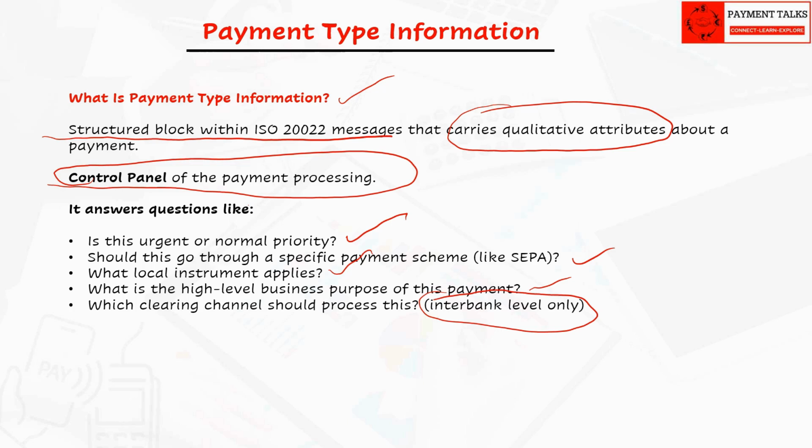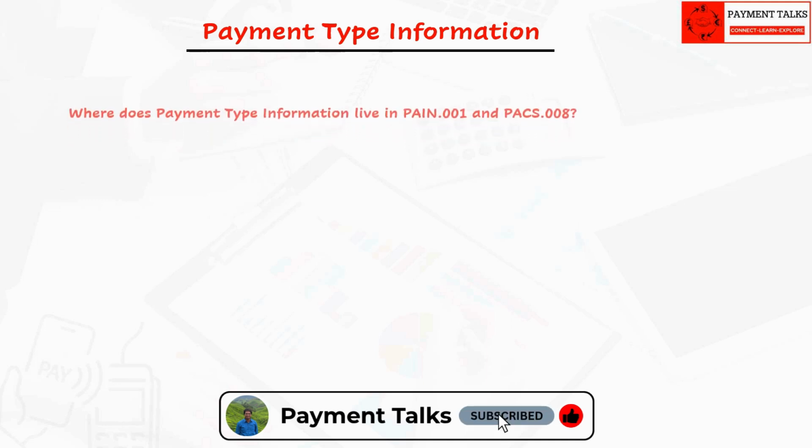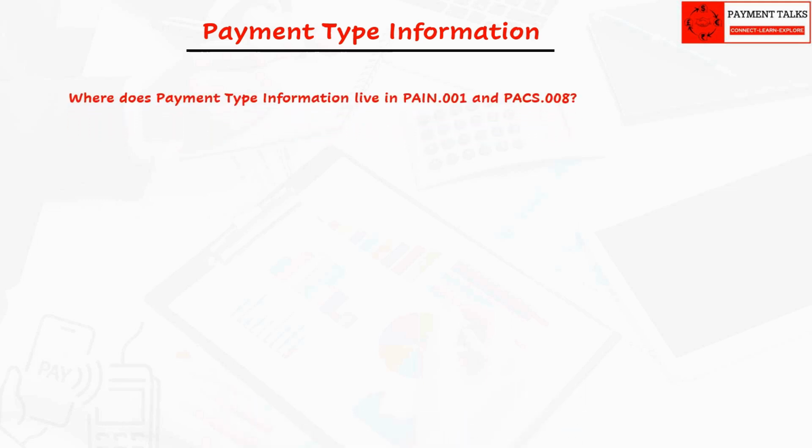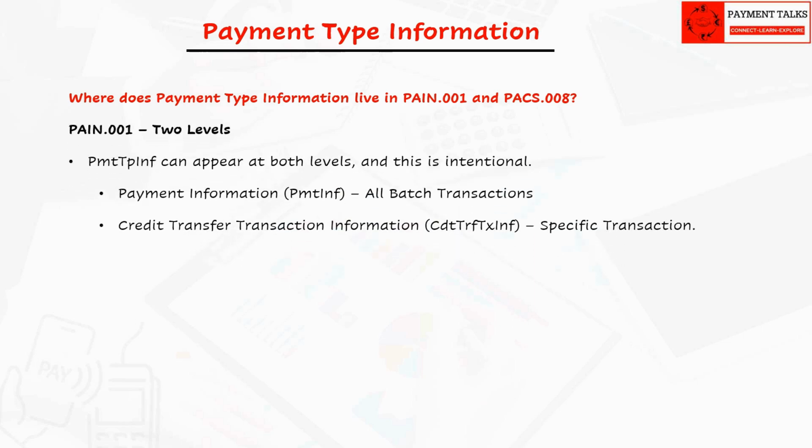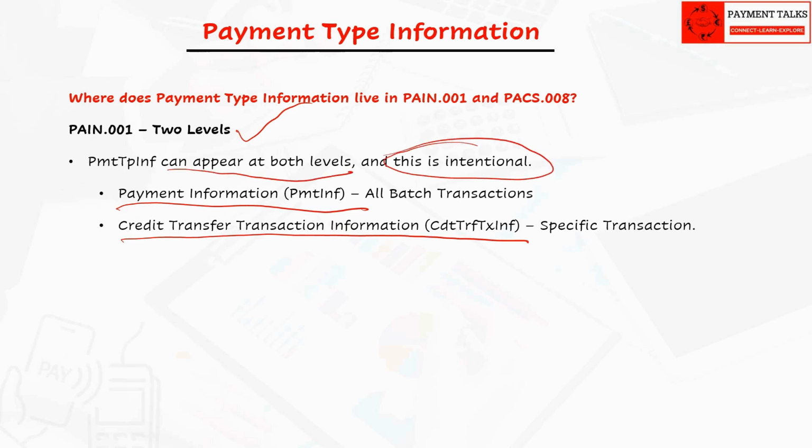Where does payment type info live in PAIN.001 and PACS.008? PAIN.001 has a two level structure, batch level payment information and transaction level credit transfer transaction information. Payment type info can appear at both levels, and this is intentional. When placed at payment info level, it acts as a default. It applies to all transactions grouped under that payment information block, that is, all batch payments. When placed at credit transfer transaction information level, it acts as a transaction level override. It applies only to that specific transaction.